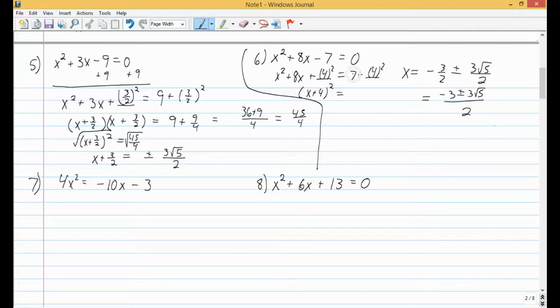That equals 7 plus 16 is 23. Now take the square root of both sides, and you get x plus 4 equals plus or minus the square root of 23. Now to solve for x, subtract 4 from both sides. So I get x equals -4 plus or minus the square root of 23. Okay, so that is your answer. And remember, that's 2 answers. X equals -4 plus the square root of 23, and x equals -4 minus the square root of 23.